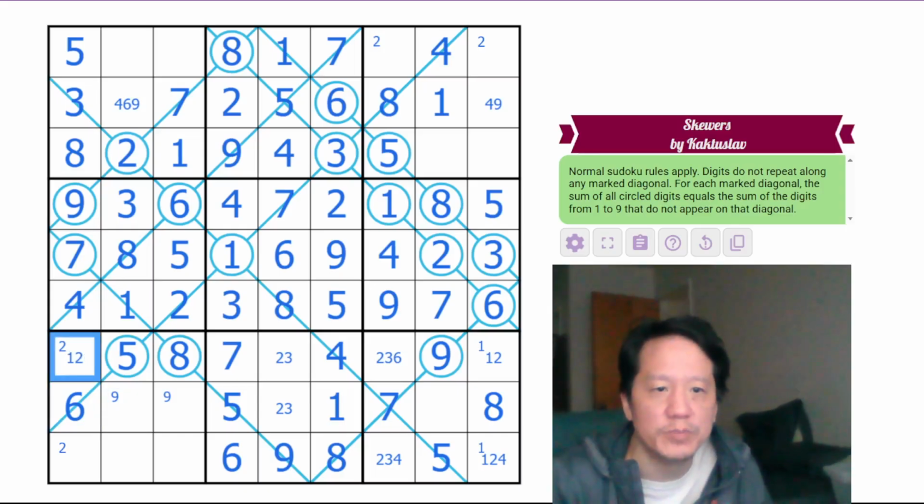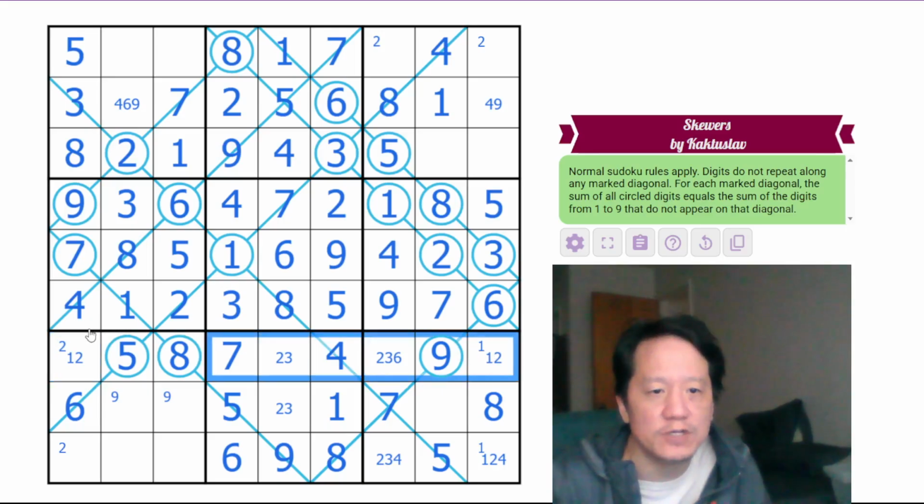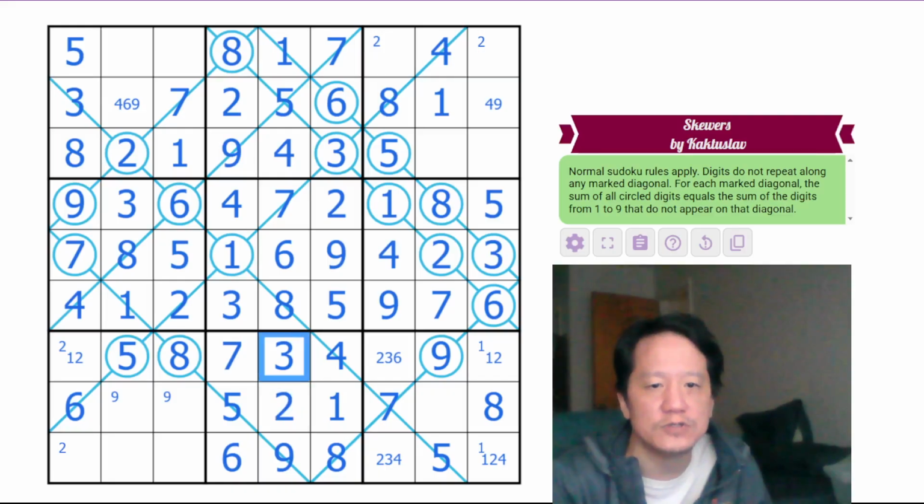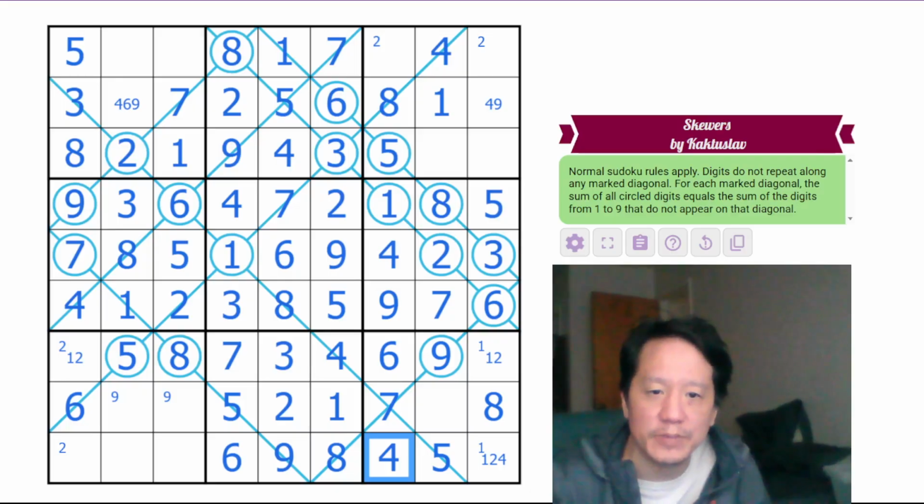We have a 1, 2 pair in row 7, which eliminates 1 and 2 in the rest of the row. This can't be 2, so it's 3, which makes this 2. This can't be 2 or 3, so that's 6. 4 here eliminates 4 here. Eliminates 4 here. So this is 2 or 3.